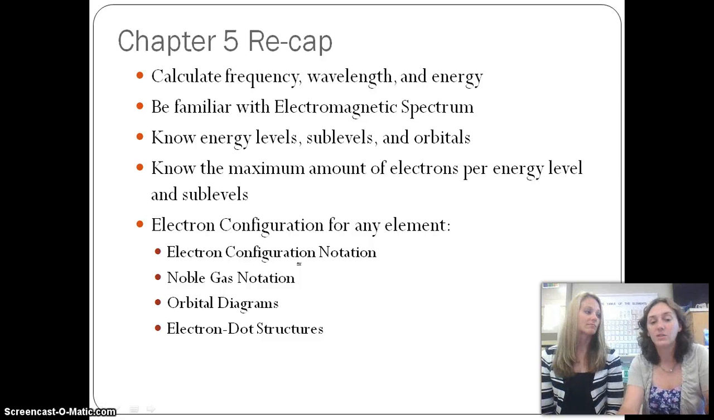And you need to be able to do an electron configuration for any element and know what we're talking about. So if we say electron configuration notation, we mean the really long one. You write out everything. Noble gas, you're going to do the noble gas in brackets and then the shortened version. Orbital diagrams, that's where you write like 2s in one line, and then the arrows. Electron dot structures, that's where you have the symbol and maximum 8 dots around it.